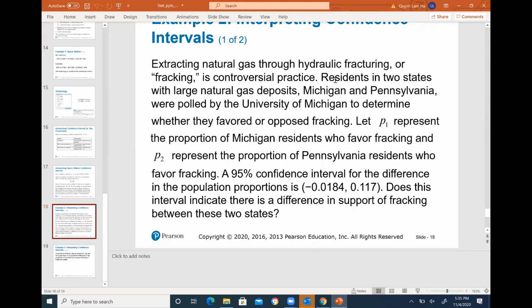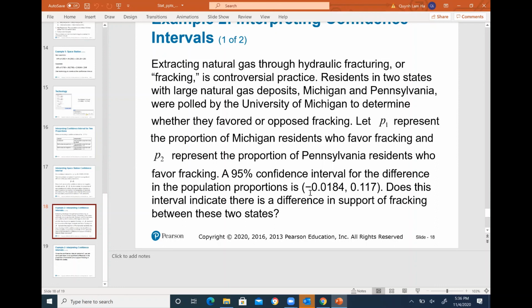In this one, they're talking about extracting natural gas through hydraulic fracturing, fracking, a controversial practice. So it looks like they have a story here, and they give us P1 representing the proportion of Michigan residents who favor fracking, and P2 representing Pennsylvania residents. So they have two different groups, and a 95% confidence interval for the difference in the population proportion. Right now they're just giving us the information. They're not asking us to compute that.